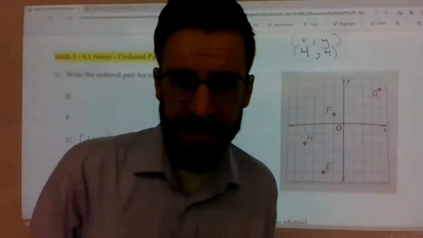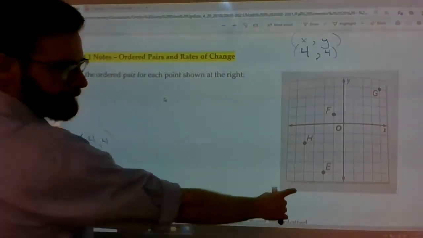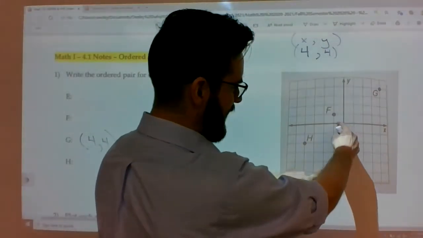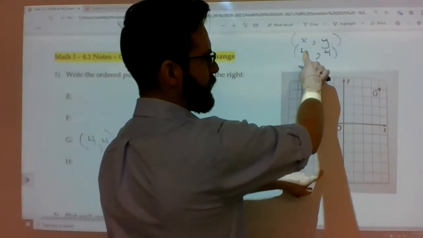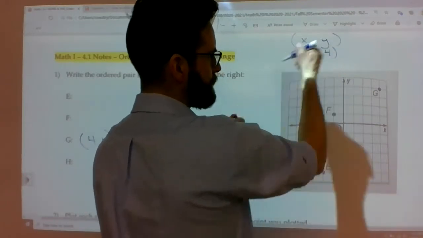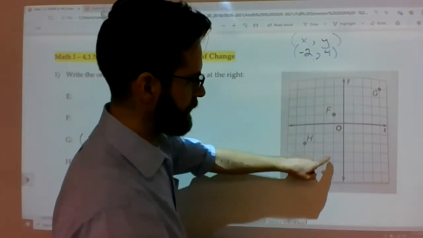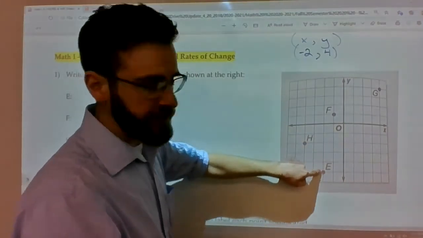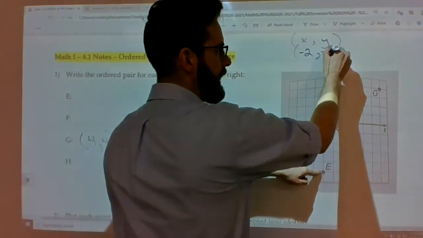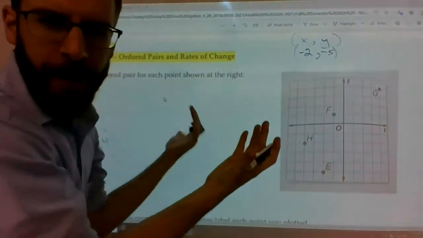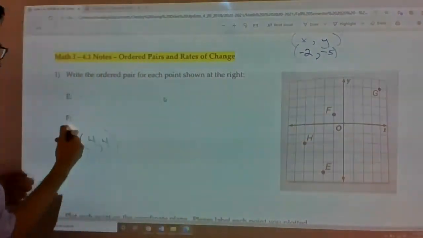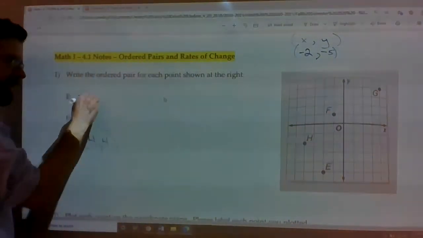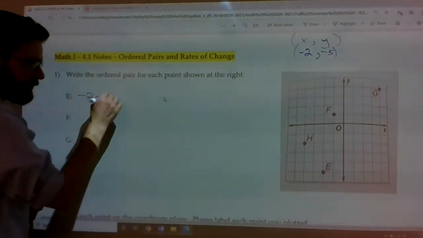All right, let's see if you're right. So for E, you have to go left 2 units, so my X coordinate is -2. You got to go down 1, 2, 3, 4, 5 units, so your Y coordinate is -5. So direction matters. Direction matters. If you're going left, you put a negative. If you're going down, you put a negative.